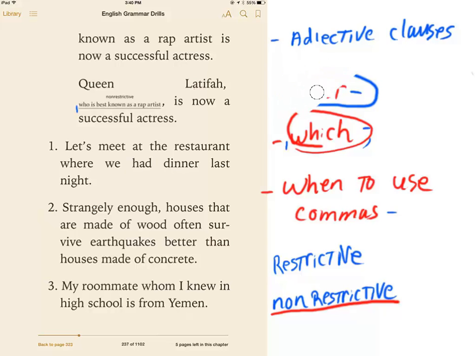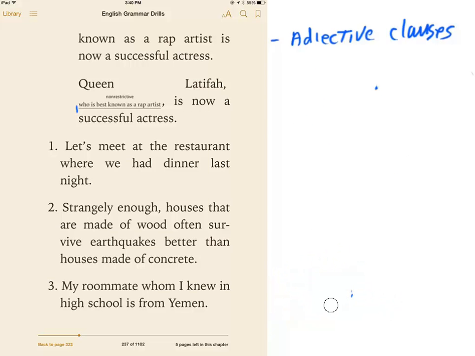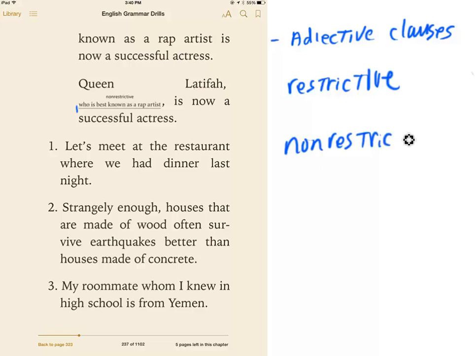Okay, first thing I need to decide is this clause restrictive or non-restrictive? Which means, does it have to be there for me to understand the sentence? Let's meet at the restaurant. Well, okay, you would ask me which restaurant. So I would have to tell you which restaurant. So this has to be restrictive. Okay, this is a restrictive. It's essential to the meaning of the sentence.